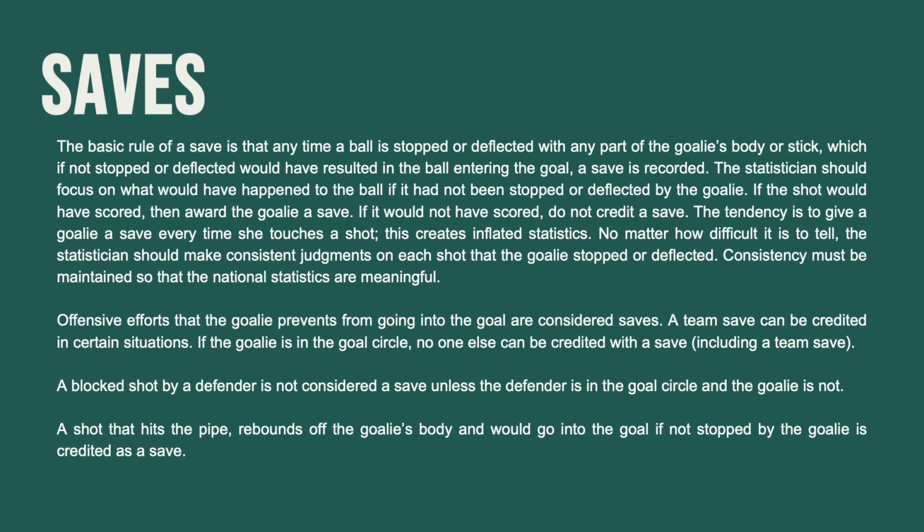Here's more information on saves. Offensive efforts that the goalie prevents from going into the goal are considered saves. A team save can be credited in certain situations. If the goalie is in the goal circle, however, no one else can be credited with a save, including a team save. A block shot by a defender is not considered a save unless the defender is in the goal circle and the goalie is not. A shot that hits pipe, rebounds off the goalie's body, and would go into the goal if not stopped by the goalie is credited as a save.